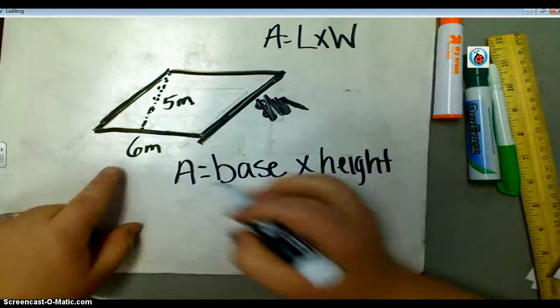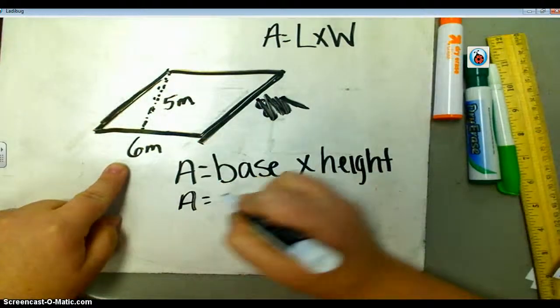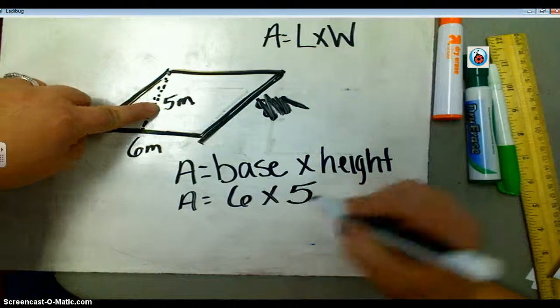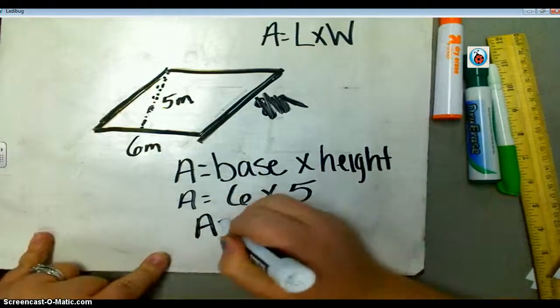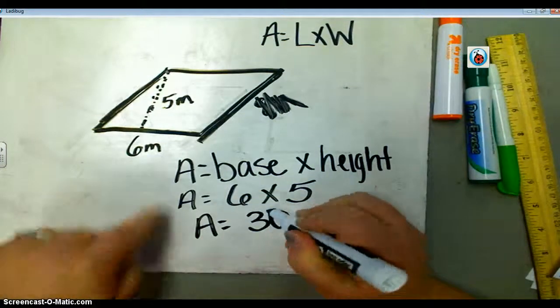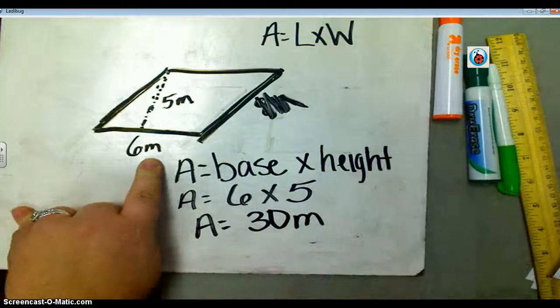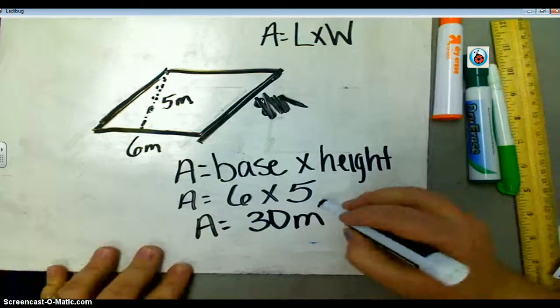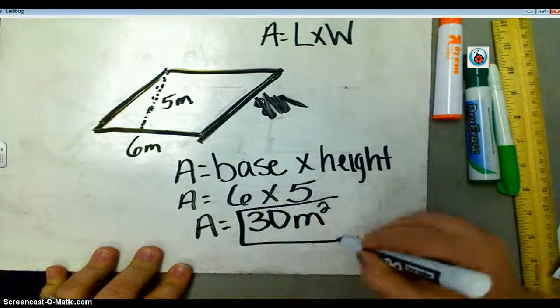So, base is 6, so area equals 6 times 5. A equals 30 meters. Is this squared? Yes, because I'm finding area. Okay, this would be my final answer.